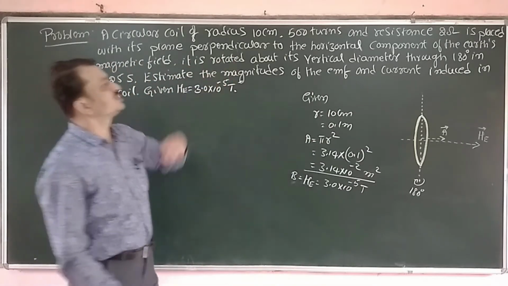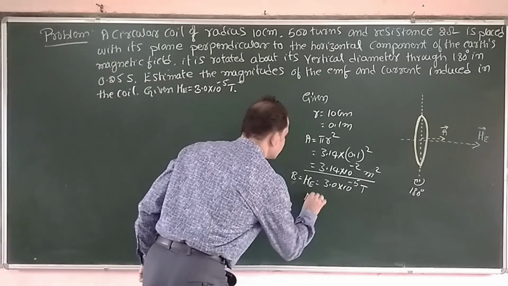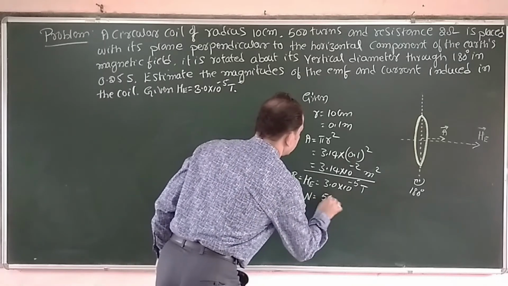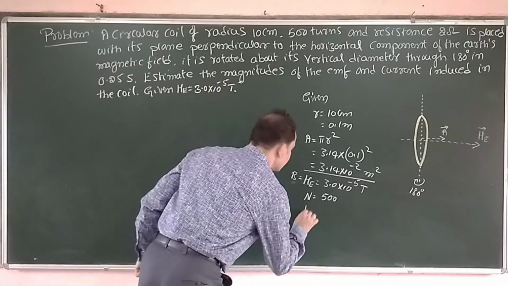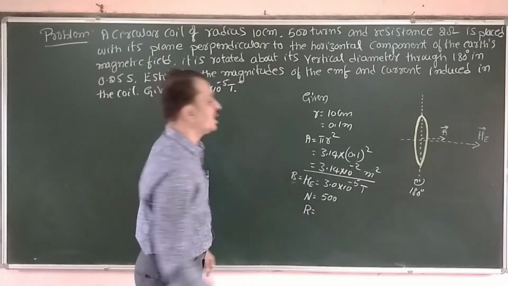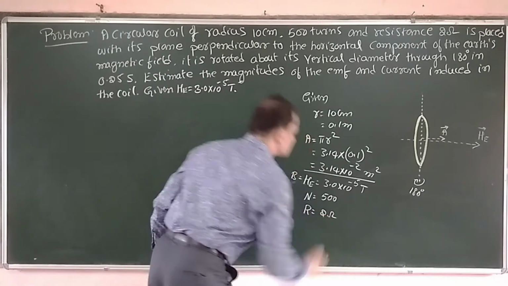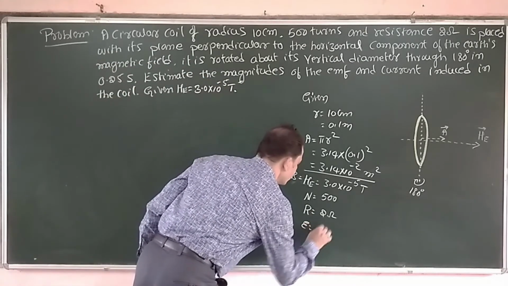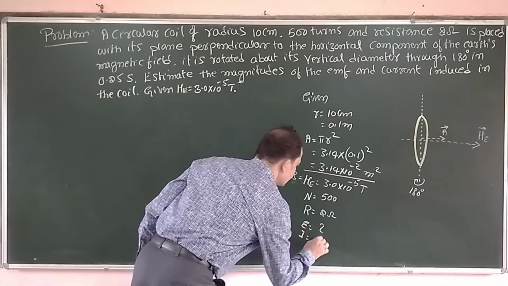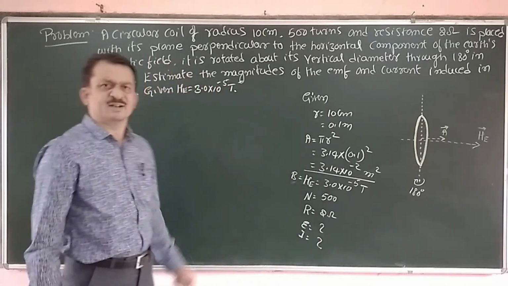The number of turns in the coil is also given, that is N. Coil is having 500 turns. Resistance of the coil is given. If I take it as capital R, it is 2 ohms. What you are going to work out? What is the EMF induced? What is the current in that coil? Very simple.